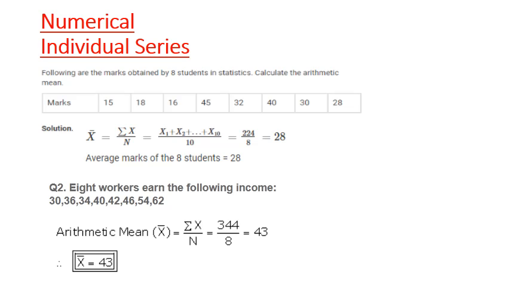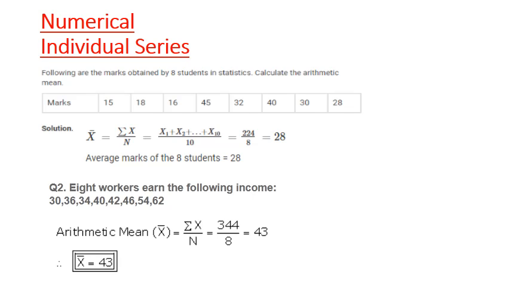Now look at these numericals. First we will take individual series. The question is: following are the marks obtained by 8 students in statistics. Calculate the arithmetic mean. Marks are 15, 18, 16, 45, 32, 40, 30 and 28. This is an individual series. We know mean x bar is equal to summation of x divided by n, and the summation of these numbers is 224, divided by 8, which is 28.